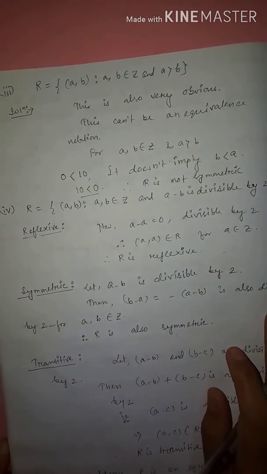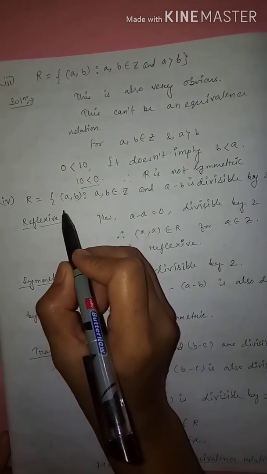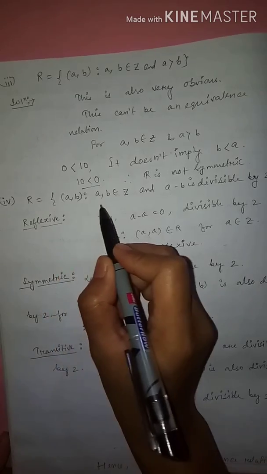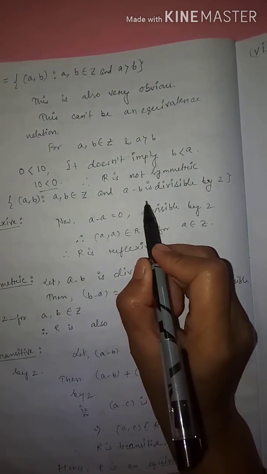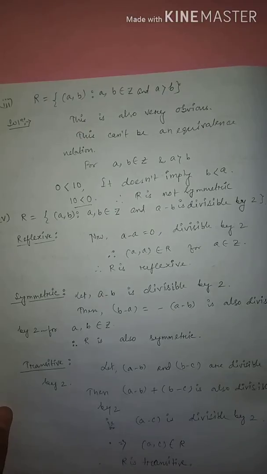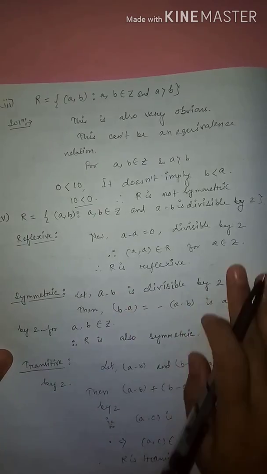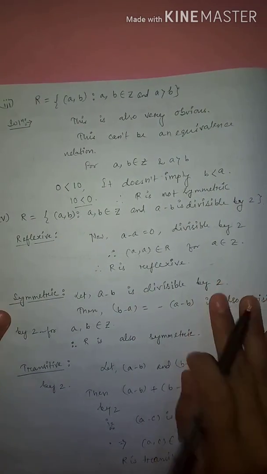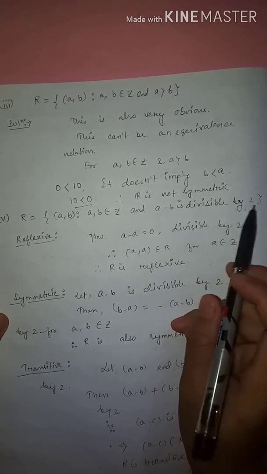So let's come to the next question, that is for the relation R, ordered pair AB such that AB belongs to Z and A minus B is divisible by 2. So let's first check reflexive. A minus B is divisible by 2.